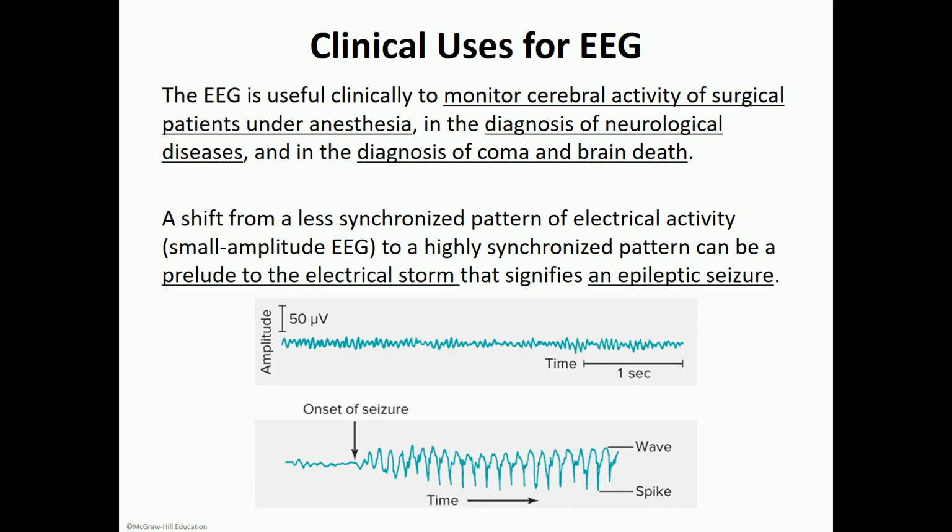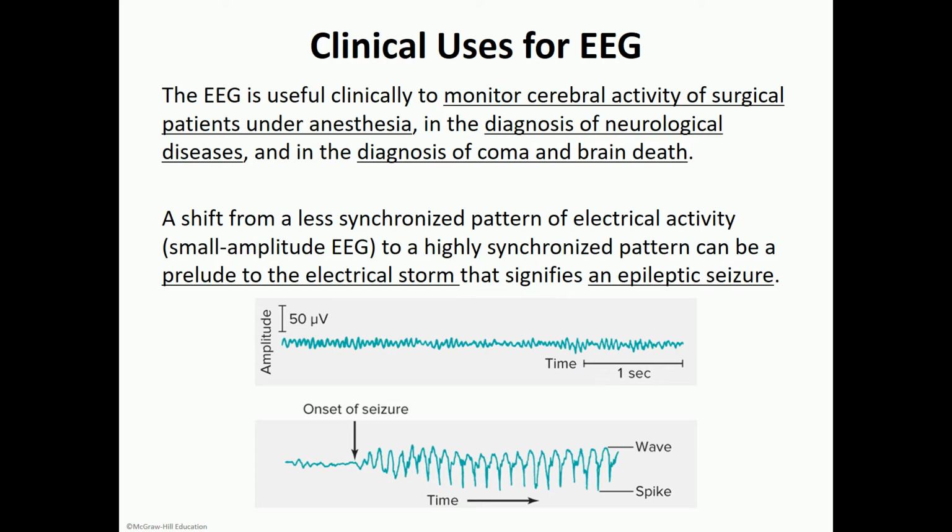So what are the clinical uses for an EEG? Why would somebody need one? Well, we need it to monitor the cerebral activity during surgical procedures if the patient is under general anesthesia. We also use it to diagnose neurological diseases and to diagnose coma and brain death.